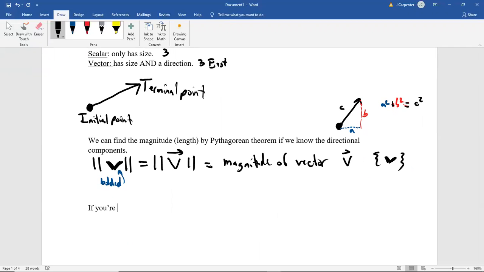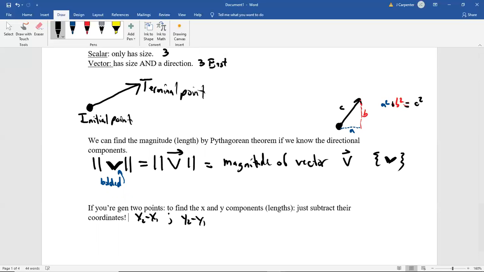Okay. If you're given 2 points, to find the x and y components, aka their lengths, just subtract their coordinates. In other words, you're doing x2 minus x1 and y2 minus y1. That would give you the a and the b in that little triangle before.